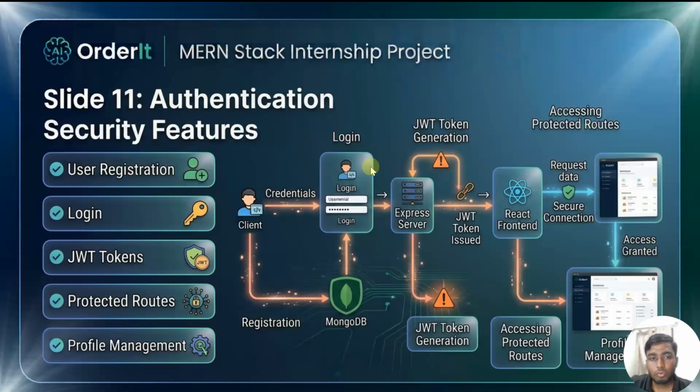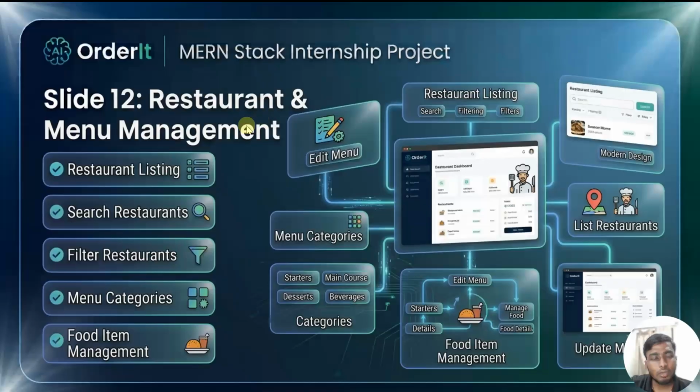This is the overall workflow of the authentication. And coming to the restaurant and menu management, we can list the restaurants by adding them, search the restaurants in the search menu, and filter restaurants based on user preference, veg, non-veg, etc. And different menu categories are also available, like juices, foods, and beverages.